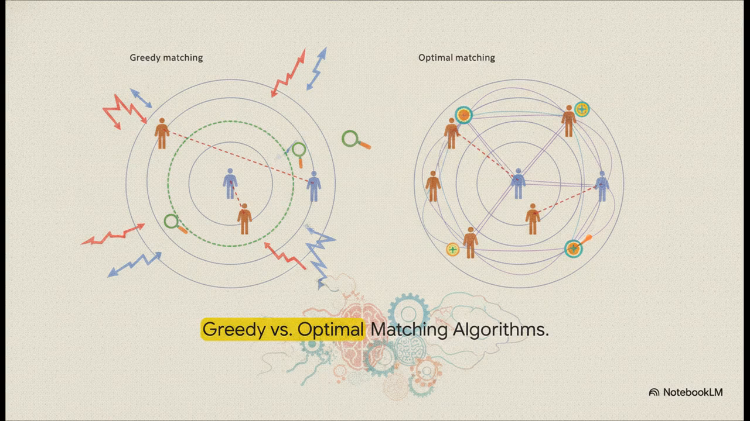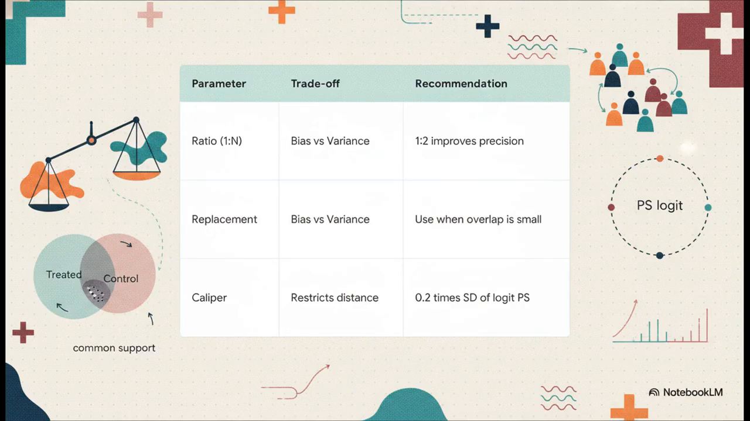But I'll let you in on the secret. For the vast majority of clinical applications, simple greedy matching performs just as well as optimal matching, provided your parameters are correctly configured. Setting those parameters is where the real statistical artistry comes in. Every choice you make is a strict trade-off between bias and variance.